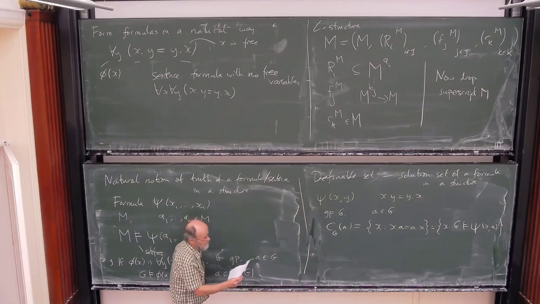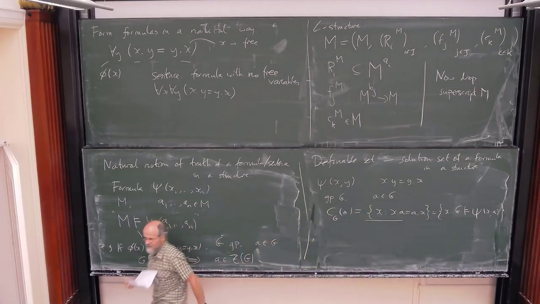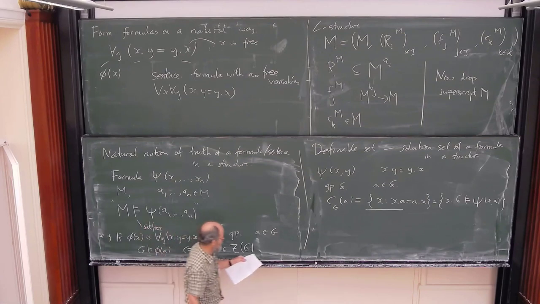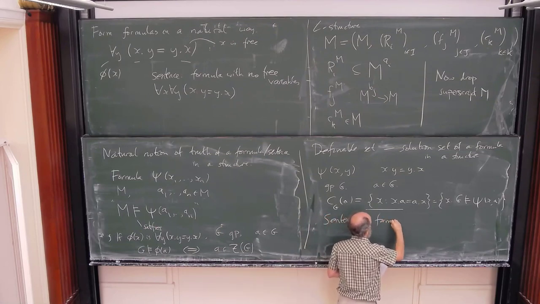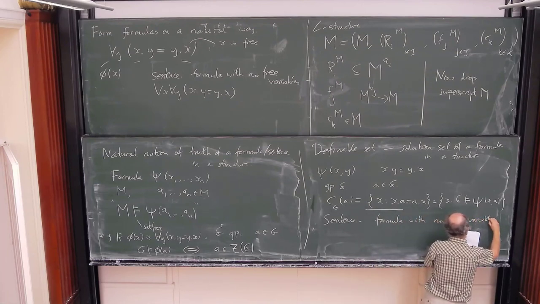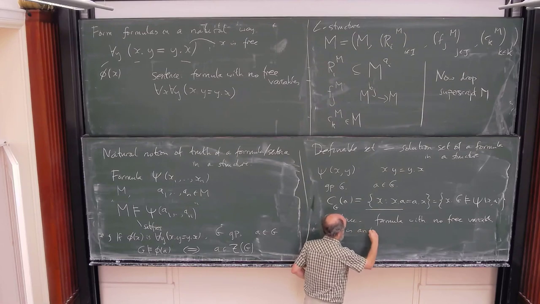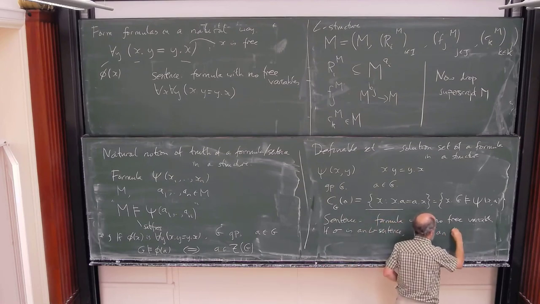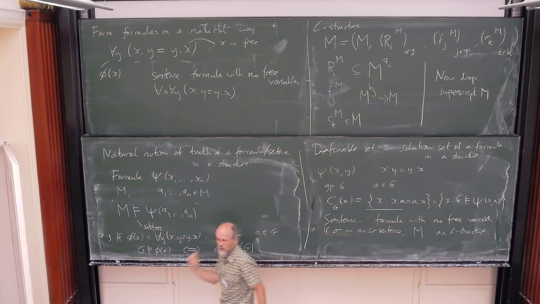Okay. So I want to say a little bit about sentences and the theory of a structure and elementary equivalence. As I said earlier, a sentence is just a formula with no free variables. So if sigma is an L-sentence, and N is a particular L-structure, then sigma is going to be true in N or false in N.